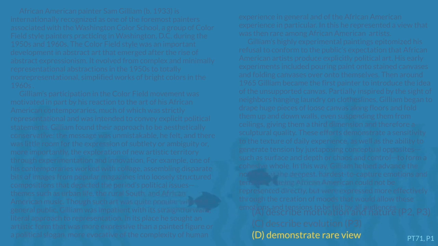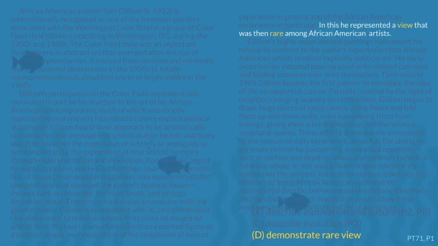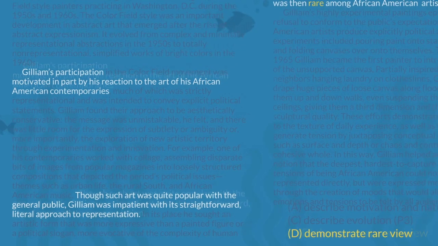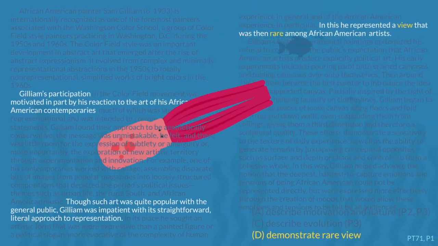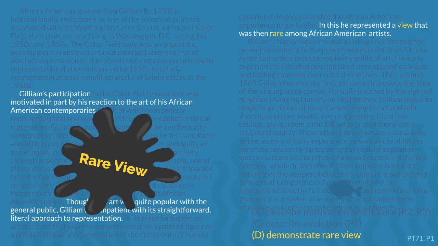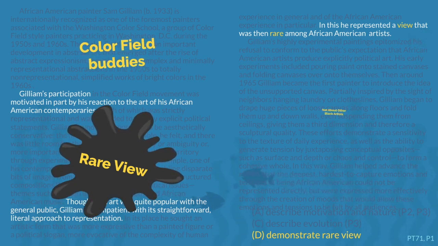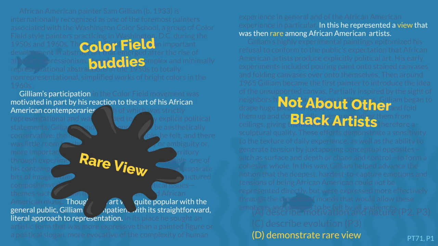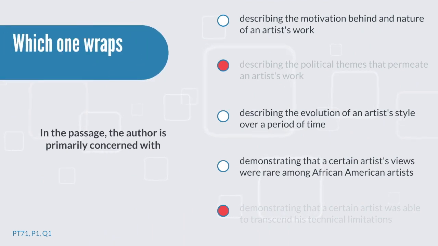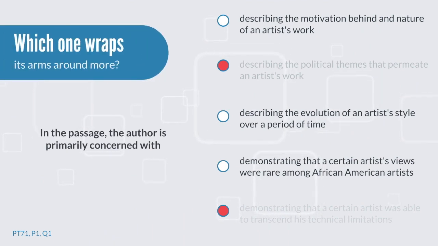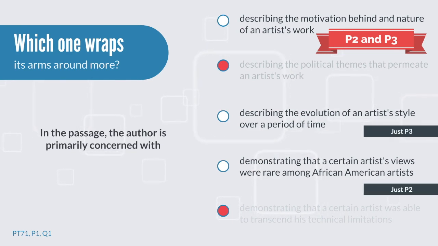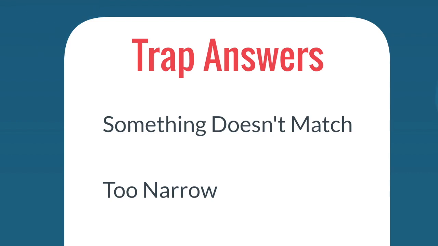Where do we talk about demonstrating he had a rare view among African American artists? We say it explicitly at the end of paragraph 2 and pretty much all throughout. So we got paragraph 2 covered. But that's the only paragraph where we're talking about him trying to be different from other black artists. He's part of the Washington Color School in the first paragraph, and there's nothing about him being different from other black artists in the last paragraph. So for D, we're probably only able to tag paragraph 2. So when we ask ourselves, which of these wraps its arms around more of the passage, it's just a numbers game. A quantitatively wins, and that's what makes it our best answer.